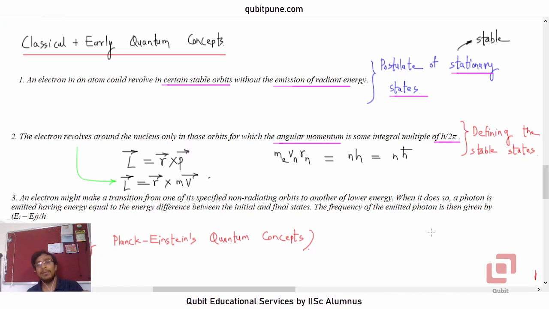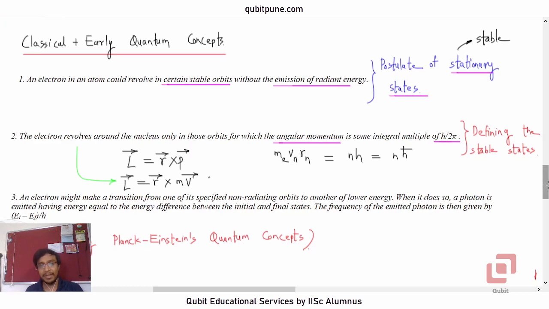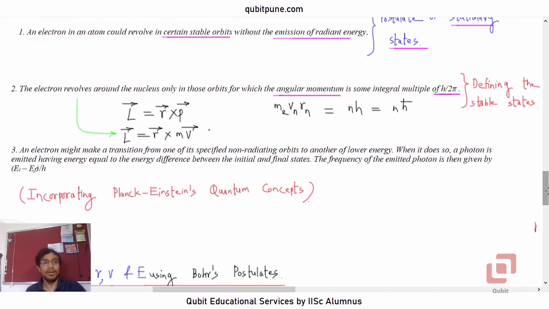And now Bohr went one step ahead and said, when an electron makes a transition from a higher energy level to a lower energy level, it emits a photon of appropriate frequency. Okay, that's our third postulate. An electron might make a transition from one of its specified non-radiating orbits to another of lower energy. When it does so, a photon is emitted, having energy equal to the energy difference between the initial and final states.